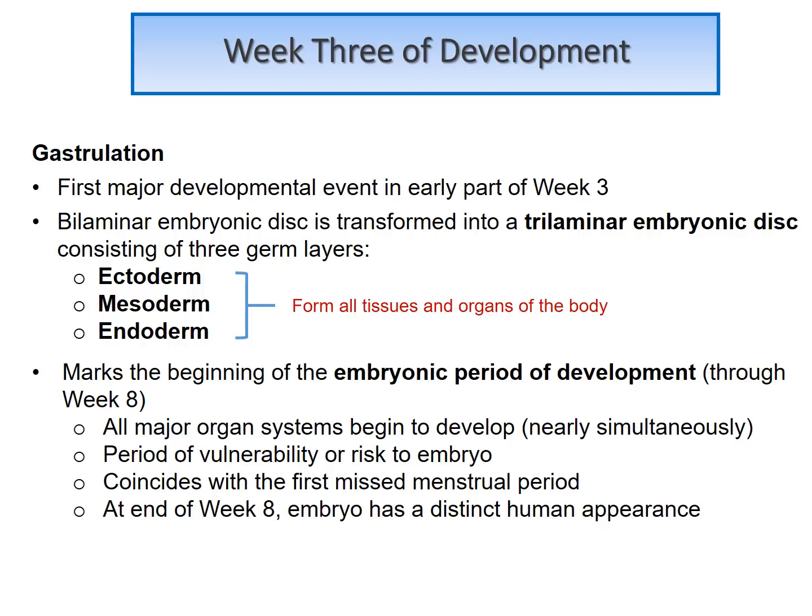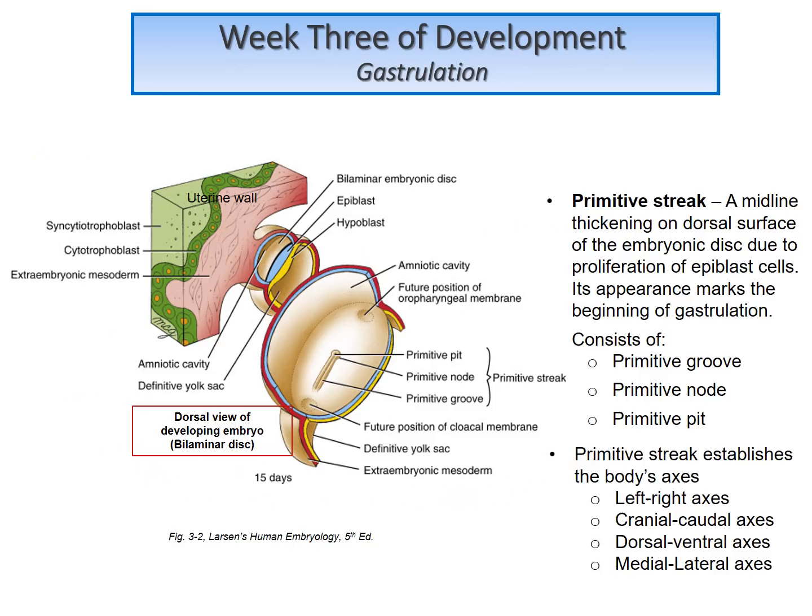We should add here the fact that beginning in weeks 3 through 8, a period known as the embryonic period, all the major organ systems begin to develop. It is also a period of vulnerability or risk to the embryo should it be exposed to teratogens or agents that may disrupt organ development. This week also coincides with the first missed menstrual period when the woman may first become aware she may be pregnant. At the end of week 8, the embryo has a distinct human appearance.